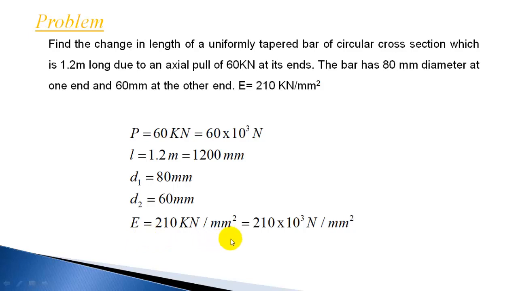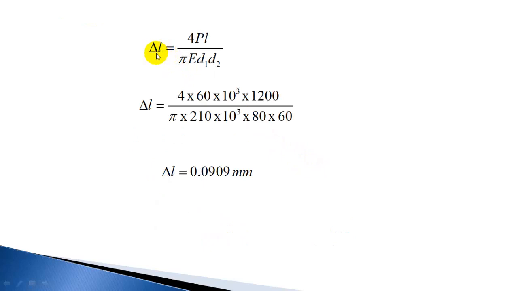E is 210 kilonewton per mm square. So kilo you can convert by multiplying by 10 raised to 3. So 210 into 10 raised to 3 Newton per mm square. So kilonewton per mm square is nothing but gigapascal. Now the formula for a uniformly tapered bar of circular cross section for deformation or change in length is 4PL by pi d1 d2E. So delta L you can calculate.